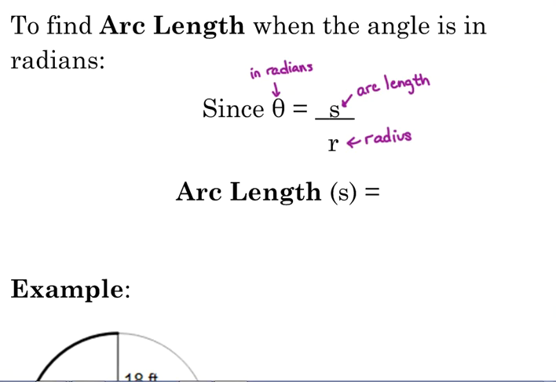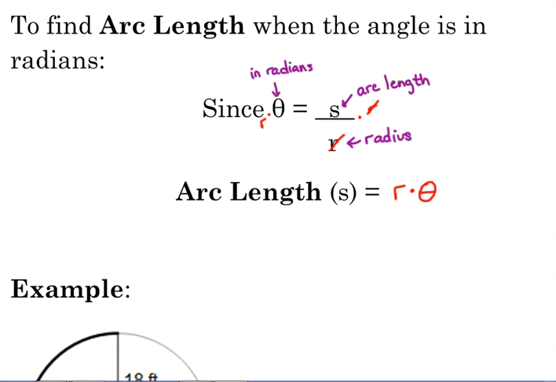Well, if we want to know the arc length, then we just need to solve that equation for S. Right now, S is being divided by R. So to get S by itself, we multiply both sides of this equation by R. So that says that S is equal to R, the radius, times theta, which is an angle in radians.